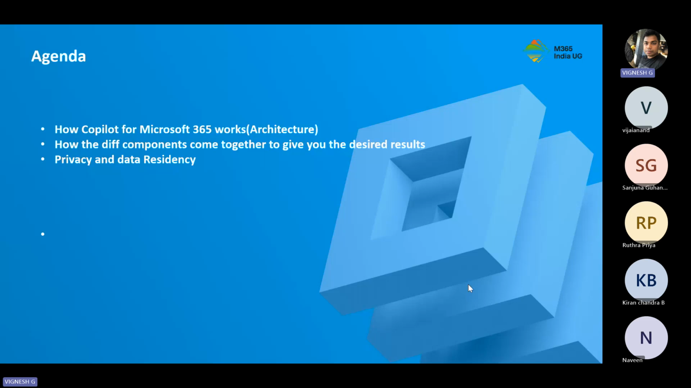So Copilot for Microsoft 365 is not just a single service, right? There are a lot of things which are working underneath it to make the service what it is. So we'll be talking about how all these different components come together.